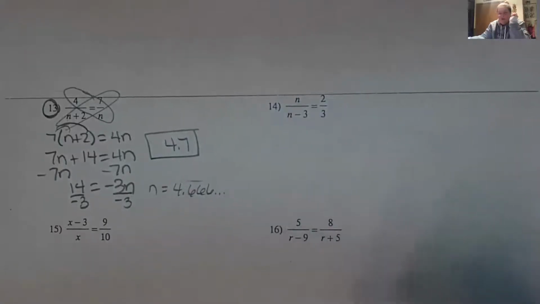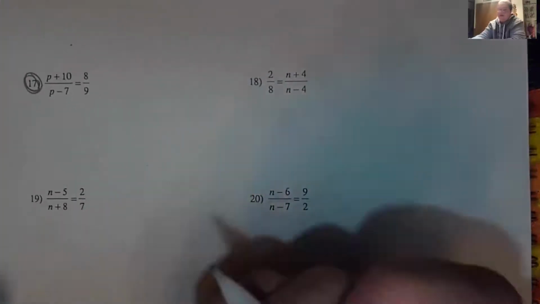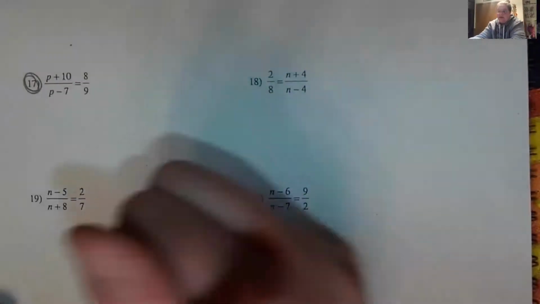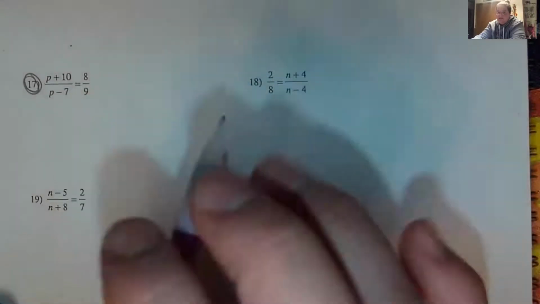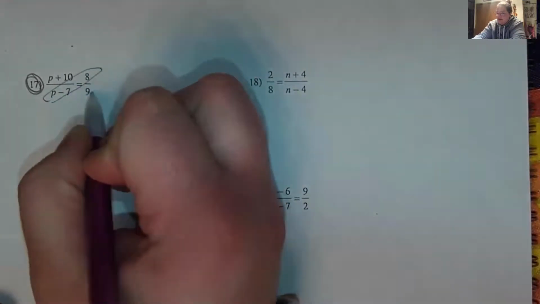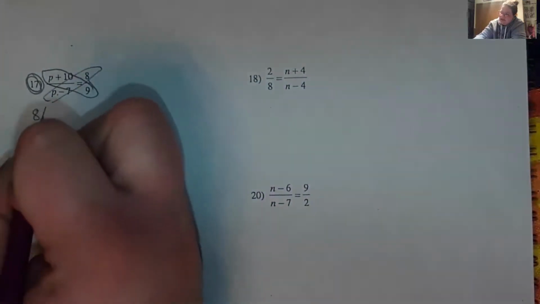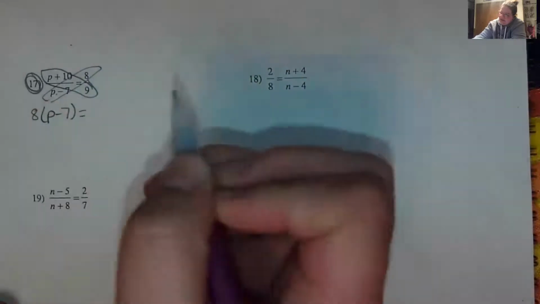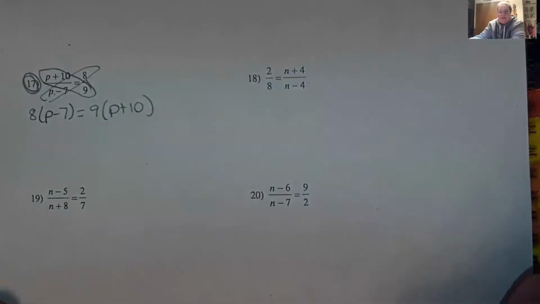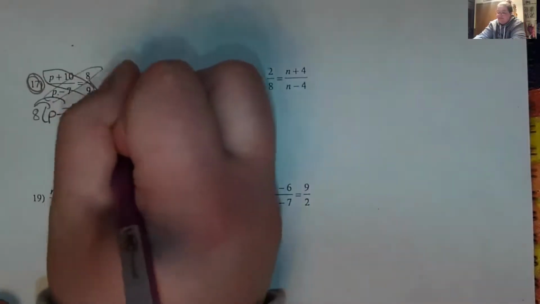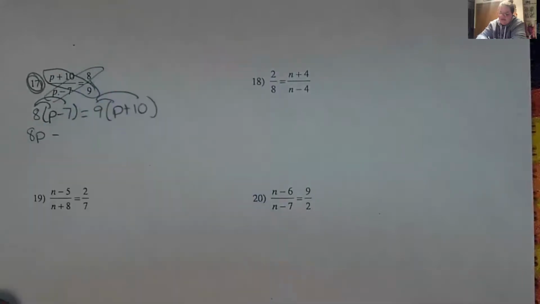Okay, one more of those, just so you're ready. Let's do 17. If you don't feel like writing these down because it bothers you that it's out of order or you don't have the paper in front of you, you can watch, but you still need to do it. Okay, we're gonna cross multiply. 8 times that quantity, so 8 parenthesis p minus 7 equals 9 parenthesis p plus 10. We got to distribute both of them. So we got 8 times p, which is 8p, minus 8 times 7.